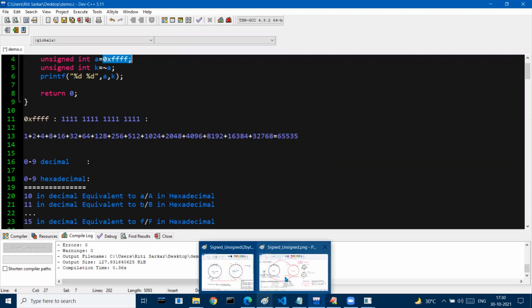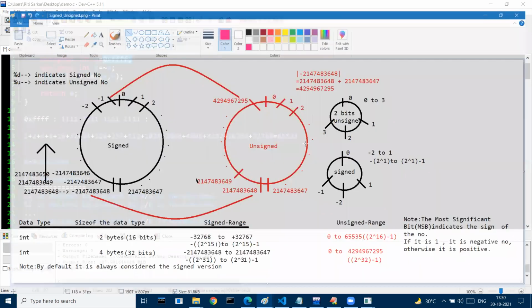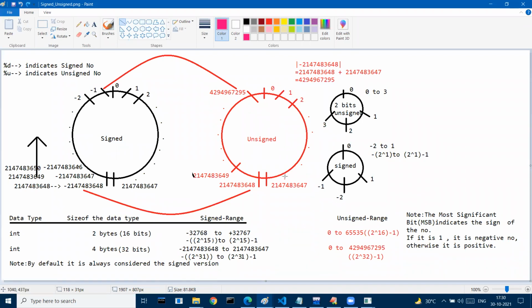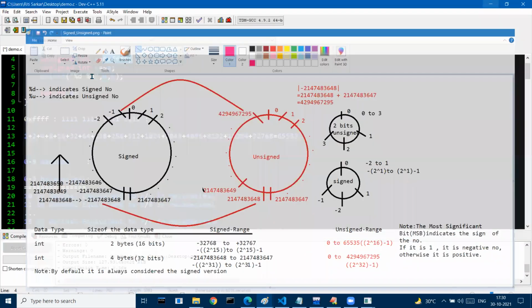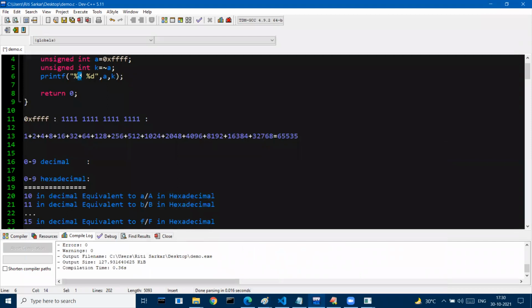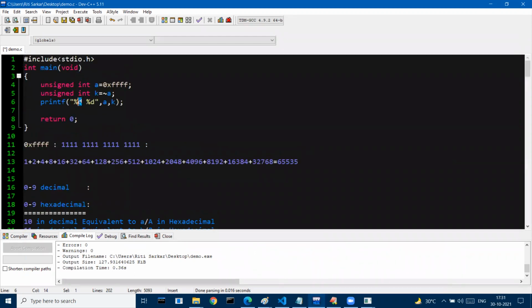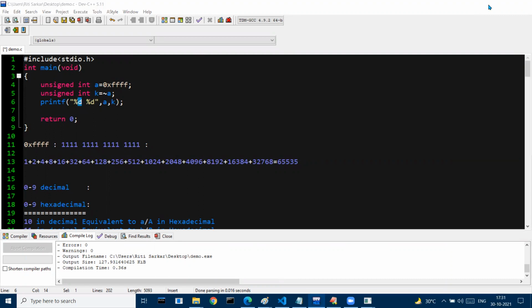Okay. So 65,535 will definitely be somewhere on the positive side. Of course, in case of unsigned, everything is positive. But while printing this A, I should use %u, but I'm using %d. %d is for signed, not for unsigned. Your number is a positive number, which is unsigned, and we are using %d. Any issue will come? No issue will come, sir.